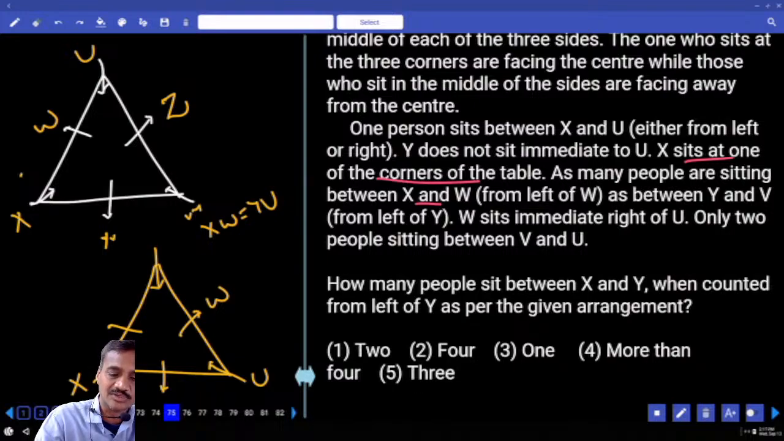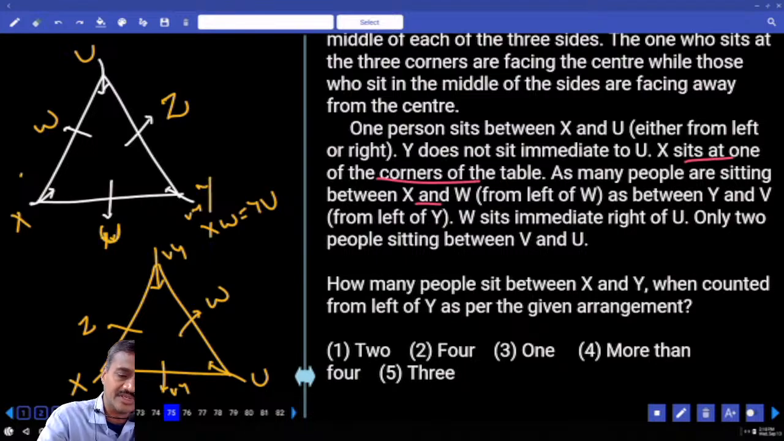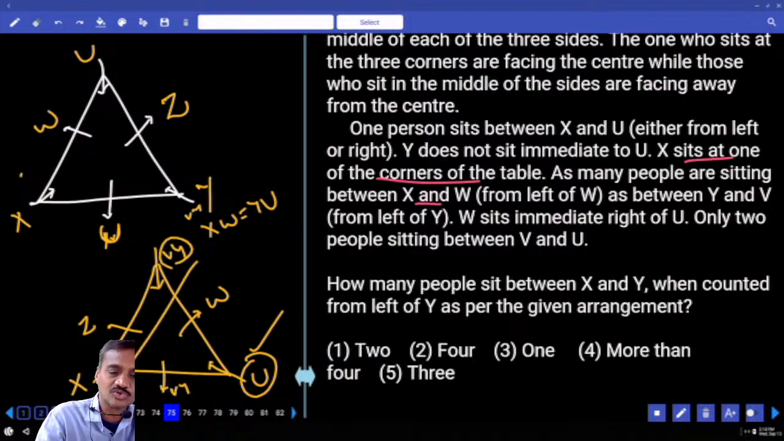Now here X and W, then we need to have Y and V. V and Y must be opposite to each other. Then Z must be at this place. And only 2 people between V and U. Now between V and U, there must be exactly 2 people. Hence V and U must be opposite. U is here and Y is here. Now between V and U, 2 people is not possible here because U is already there. Maybe adjacent or one person between, but two people in between is not possible.